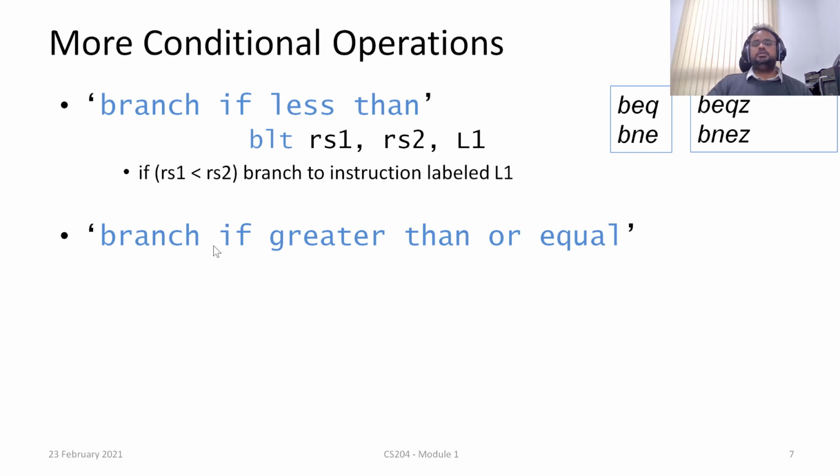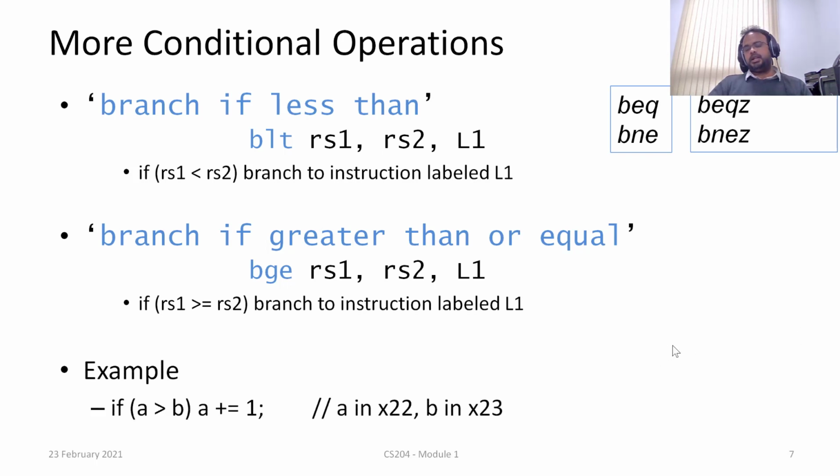The other conditional instruction that RISC-V gives is branch if greater than or equal to, right? Its mnemonic is BGE. Again, just like the other branch instructions, we have two register operands and the target label. Here, the value in RS1 is compared with RS2. If it is greater than or equal to, then we are going to jump to the instruction with label L1. Otherwise, we are going to execute the next sequential instruction.